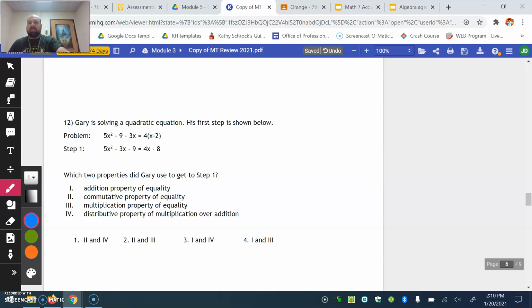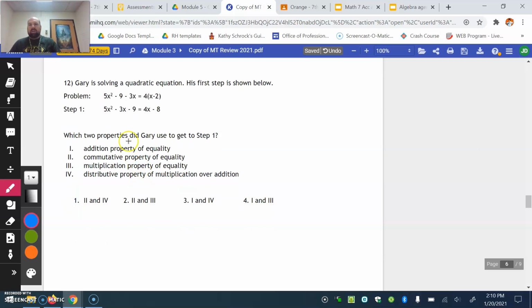Gary is solving a quadratic equation. Don't worry about that word quadratic if you have not heard it yet, although I've mentioned it before. It's irrelevant here. It's an equation. That's all you need to worry about. What kind of equation? What kind of function is it? Not for you to be concerned with yet. His first step is shown below. So he goes from this original problem down to this. Which two properties did Gary use to get to step one?